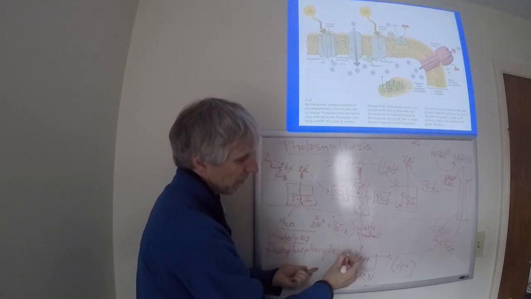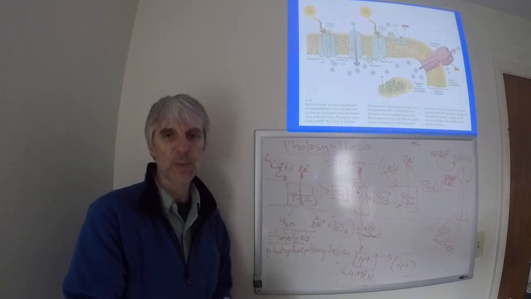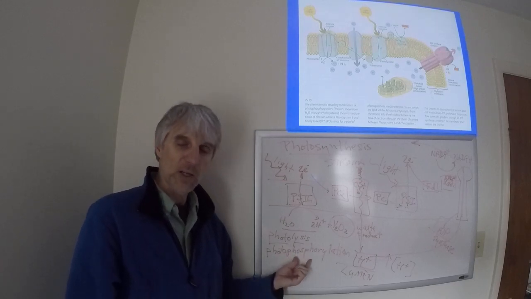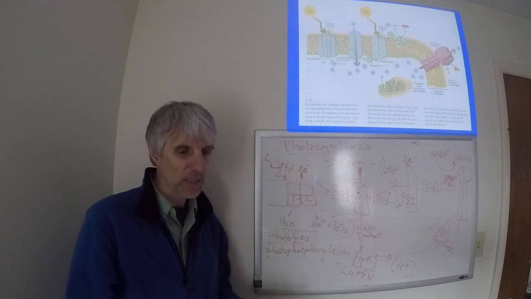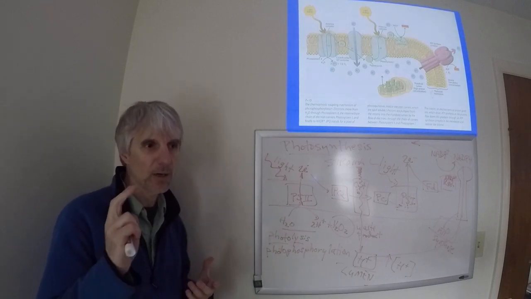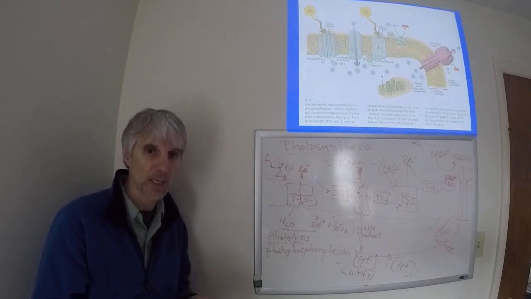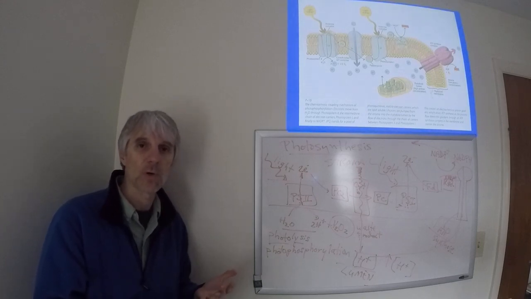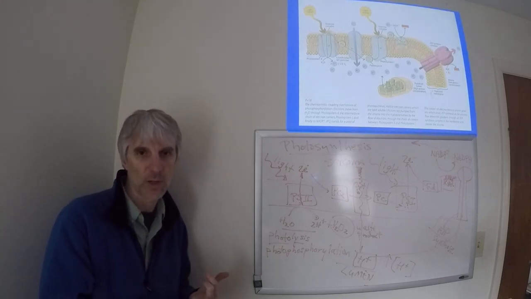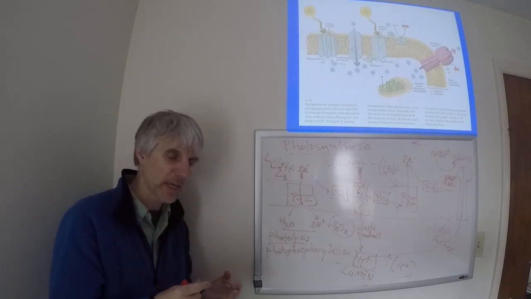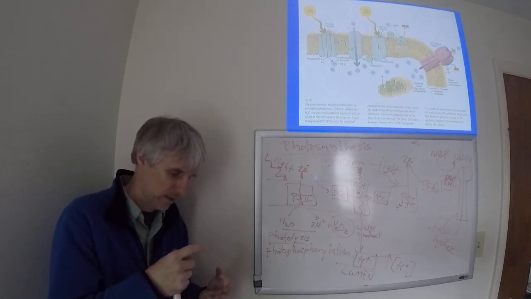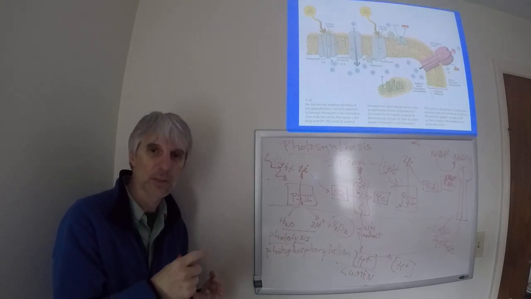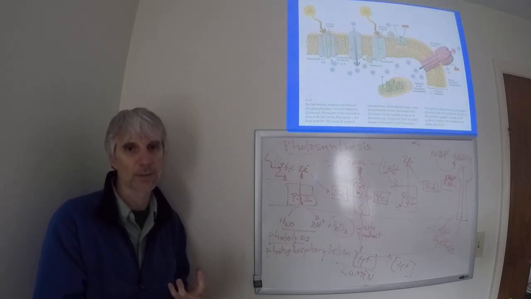You now know 3 ways to make ATP. Photophosphorylation is what's done during photosynthesis. In cellular respiration in the mitochondrion, there are 2 other ways to make ATP: substrate level phosphorylation and oxidative phosphorylation. So the 3 ways to make ATP: substrate level phosphorylation, oxidative phosphorylation, photophosphorylation.